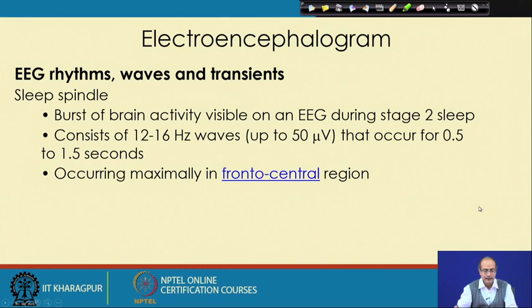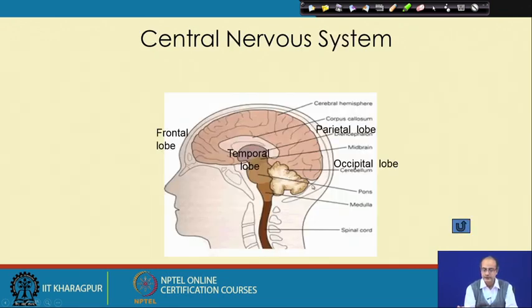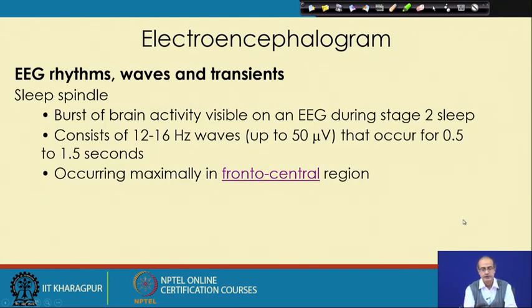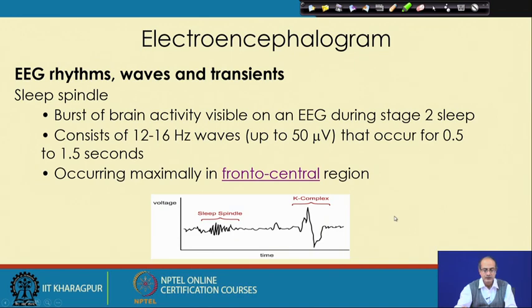Now, we get another wave called the sleep spindle, and it occurs in a particular region called the frontocentral region. That means the front part of the brain, from those leads, not everywhere, and it gives a burst of brain activity. Suddenly, there is a huge change in the signal, a lot of waves are coming as if the activity has increased in the brain. So, as we get here, the sleep spindle comes in stage 2 sleep.